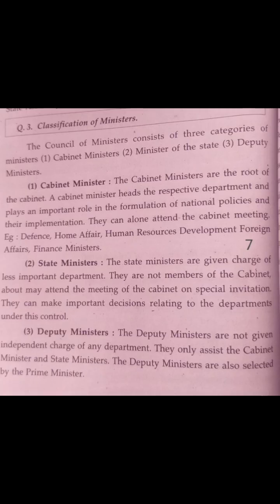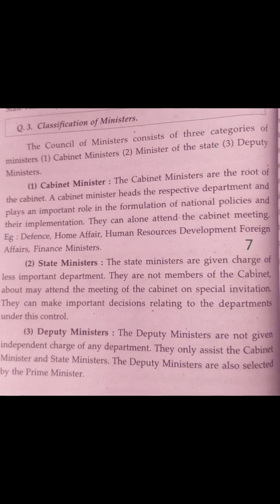Next question, classification of ministers. The Council of Ministers consists of three categories of ministers: Cabinet Minister, Minister of State, and Deputy Ministers. First, Cabinet Minister. The Cabinet Ministers are the root of the Cabinet. The Cabinet Ministers head the respective departments and play an important role in the formulation of national policies and their implementation. They alone attend the cabinet meeting. Example: Defense, Home Affairs, Human Resources Development, Foreign Affairs, Finance Ministers.